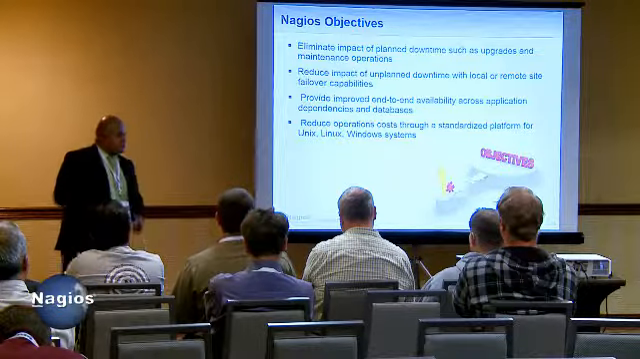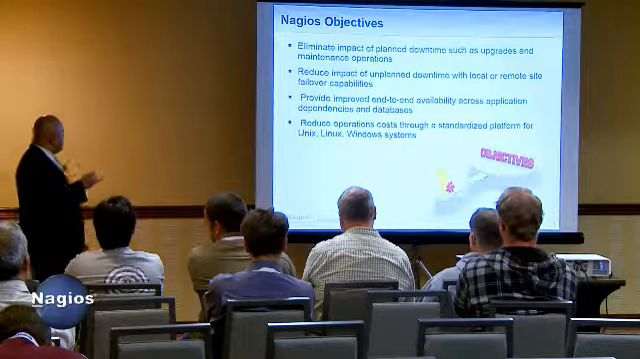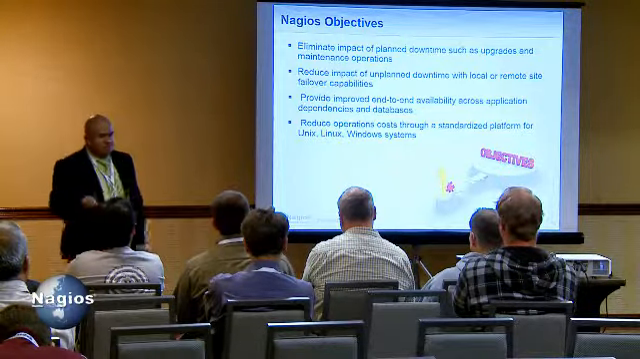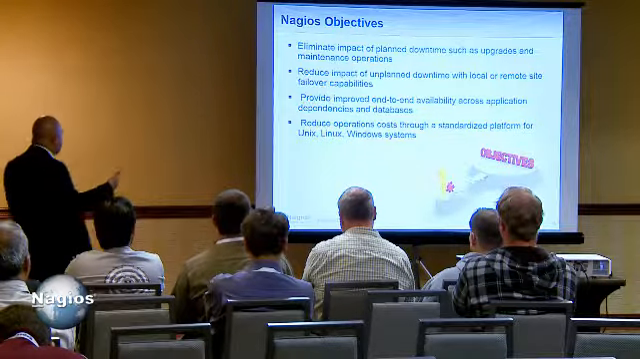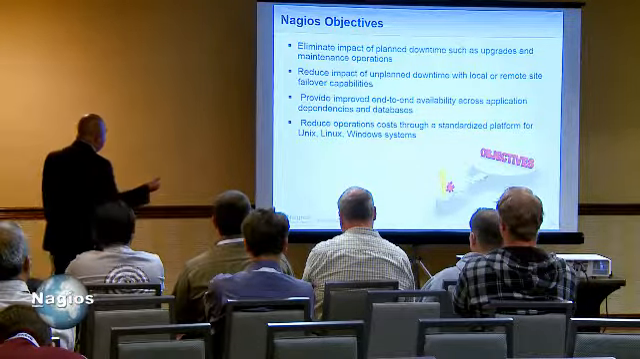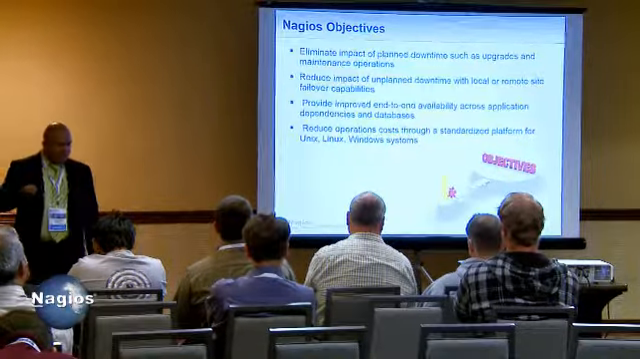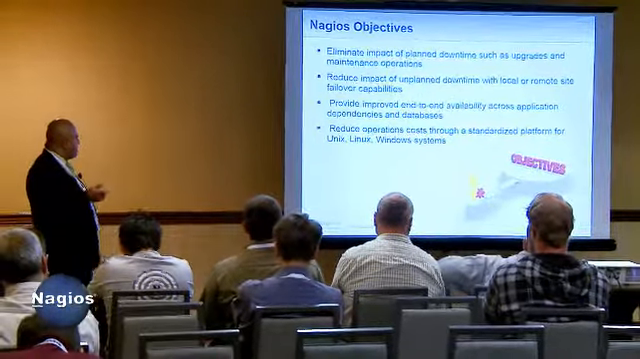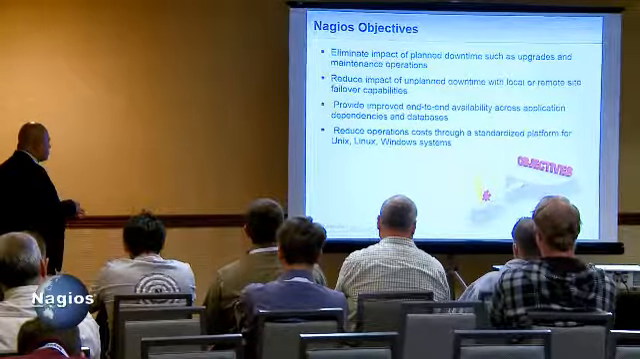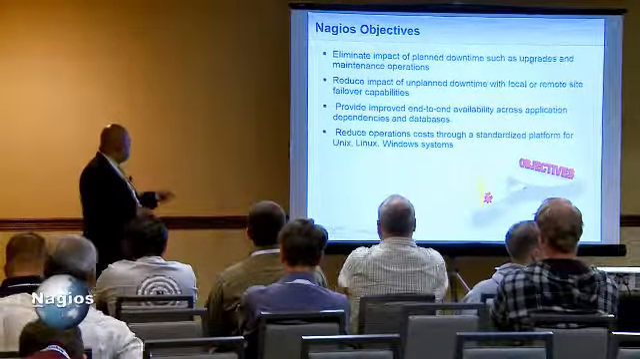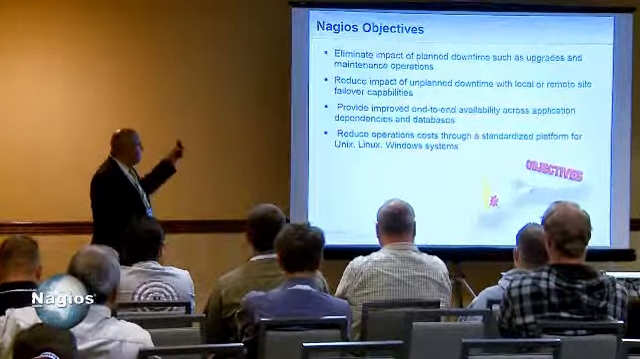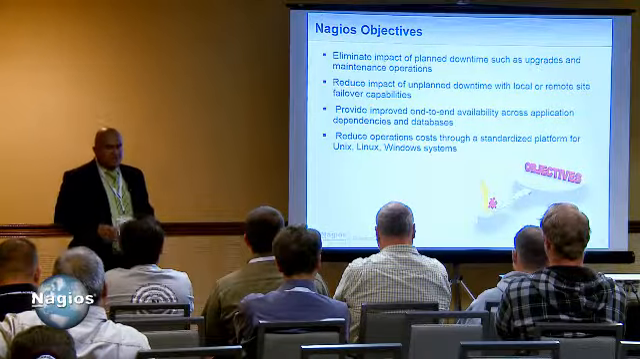What are the Nagios objectives? Eliminate the impact of downtimes, reduce the impact of planned downtime, provide end-to-end availability across the applications, reduce operation costs, and standardize the platform: Unix, Linux, and Windows systems. These are the principal objectives with Nagios.